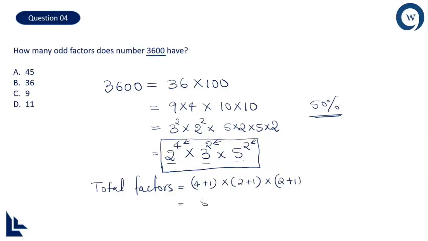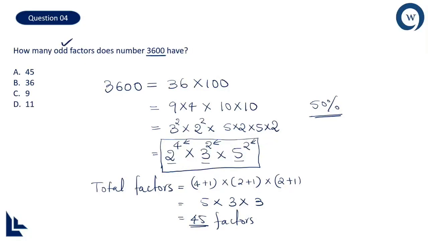What is 4 plus 1? 5 into 2 plus 1 is 3 into 2 plus 1 is also 3. 5 into 3 is 15, 15 into 3 is 45. So that means the number 3600 has 45 factors in total. This is the total number, and now they're asking you only the odd factors, right?